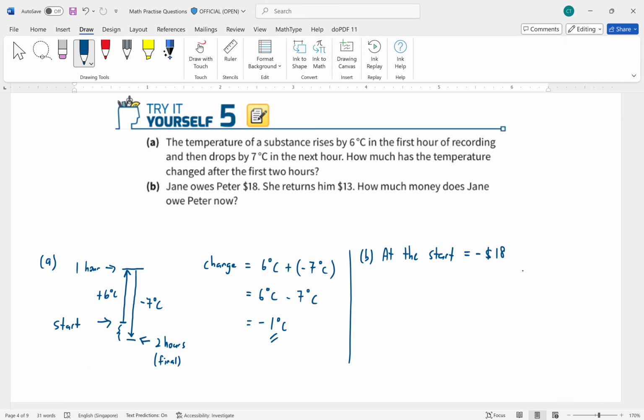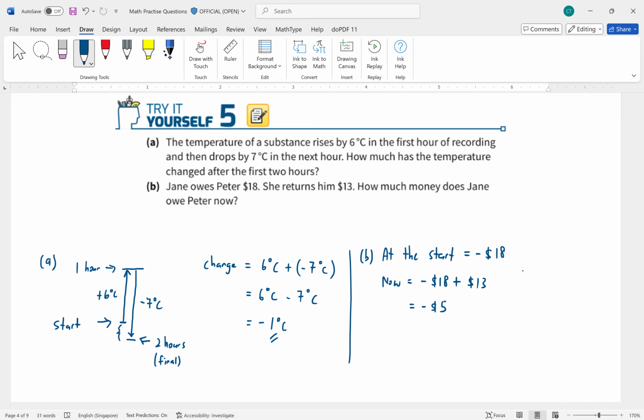So it will be negative 18, then you return 13, so you plus 13. Negative 18 plus 13 will be negative 5. So that means now she still owes Peter $5. But actually this question is a rather straightforward question.